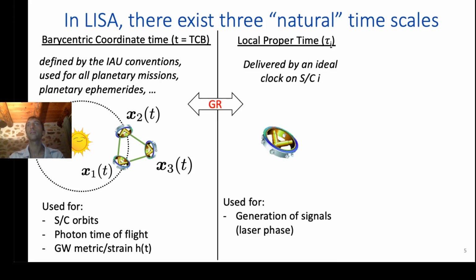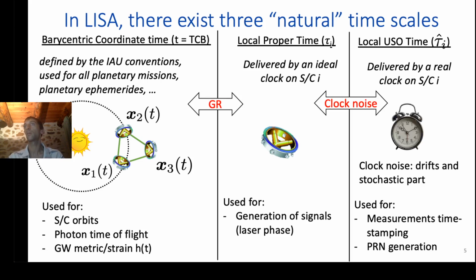The next timescale is related to what's happening on the spacecraft, and it's a local proper time that will be delivered by an ideal clock on the spacecraft. This timescale is related to the TCB by some coordinate transformations which are dictated by general relativity. Finally, the third timescale is related to the time that will be delivered by a real clock on the spacecraft, and this one will differ from the proper time because of the clock noise. So there will be a drift and a stochastic part. And this timescale will be useful because all the measurements on board will be timestamped with it.